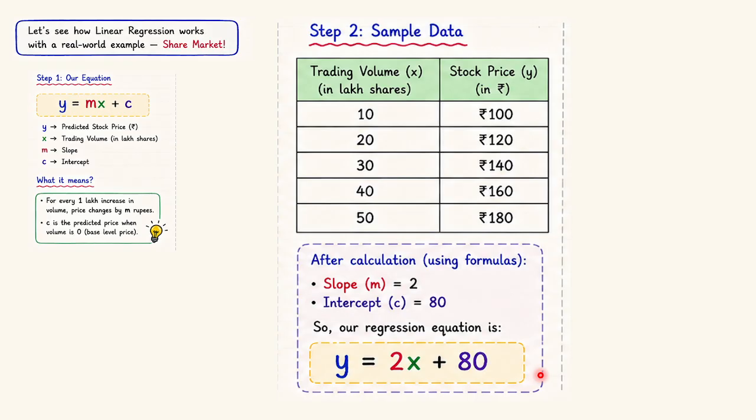Now we have both the values, m is equal to 2 and c is equal to 80. So our final regression equation becomes y is equal to 2x plus 80. And finally we got this, right? Because now we have the values of m and c with us. So we just need to put the value of x and we will get the prediction, which is our y.